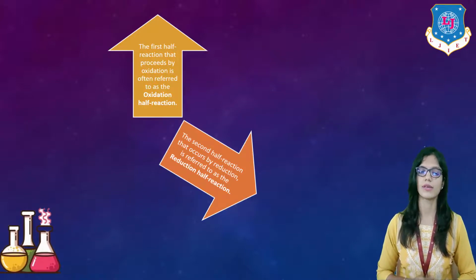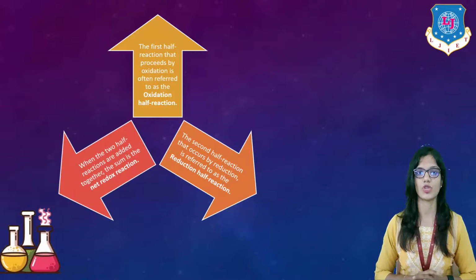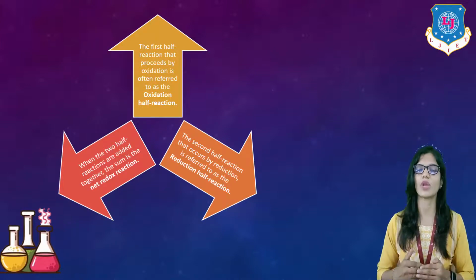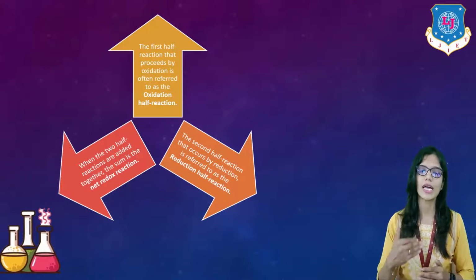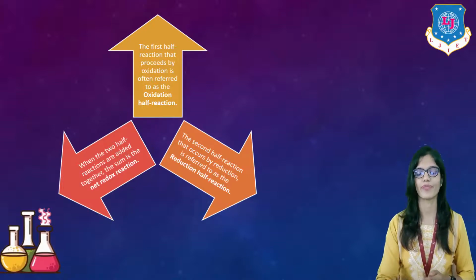The third point is that when the two half reactions are added together, the sum is the net redox reaction. So the first one, the oxidation half reaction, and the second one, the reduction half reaction, combine with each other and form the net redox reaction.